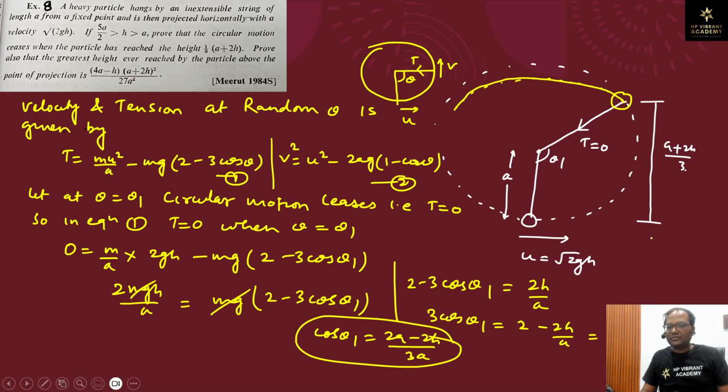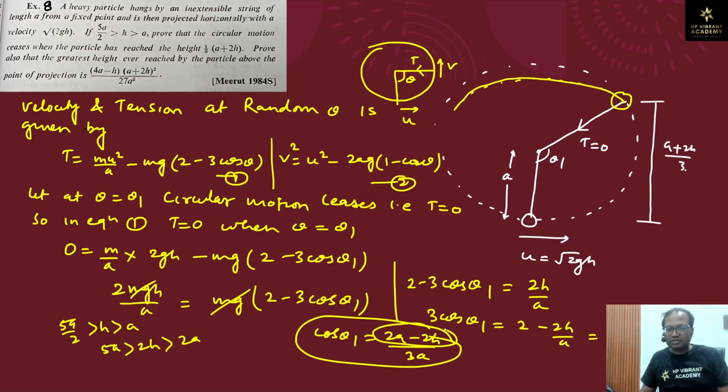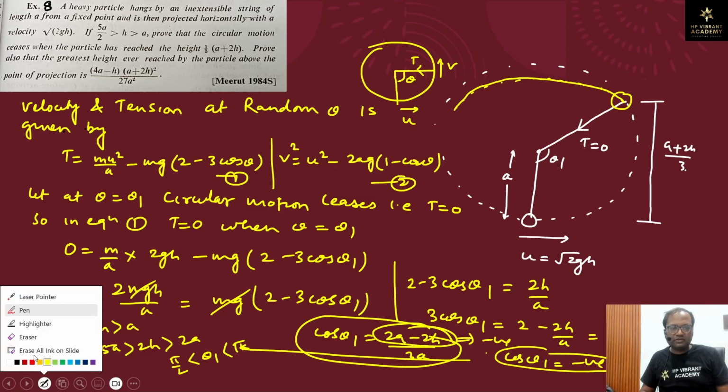We have the restriction given as pi a upon 2 is greater than h greater than a. So we have pi a greater than 2h greater than 2a. This means 2a is less than 2h, so this particular numerator will be negative. Therefore, cos theta 1 is negative. Cos theta 1 being negative means theta 1 varies from pi by 2 to pi. So our assumption is correct.